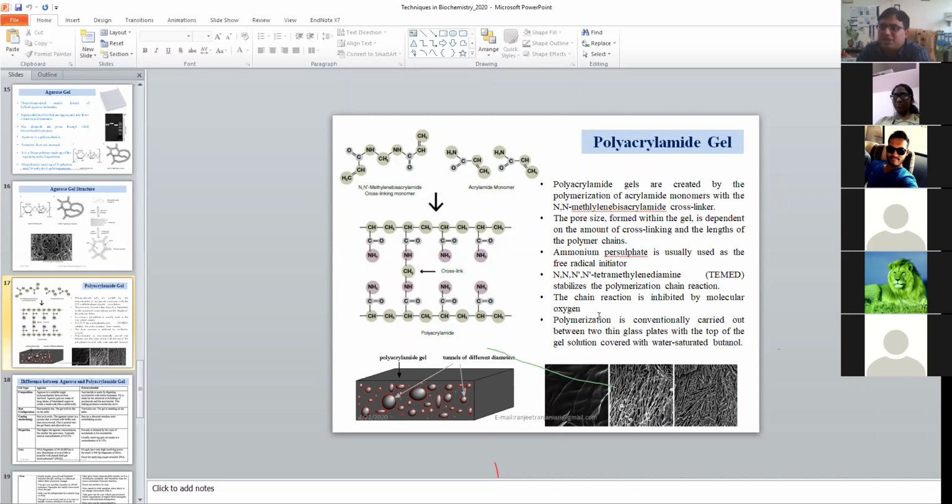This polymerization, if you see the last 2 points, is a chain reaction, which means the polymerization is inhibited by molecular oxygen. So if oxygen is there, it will inhibit the free radical polymerization reaction of the polyacrylamide gel. Many times it has been asked what type of reaction initiates the polymerization of the PAGE gel. So it is a free radical reaction which initiates this, and if oxygen is present there, it will hinder the polymerization of the PAGE gel.